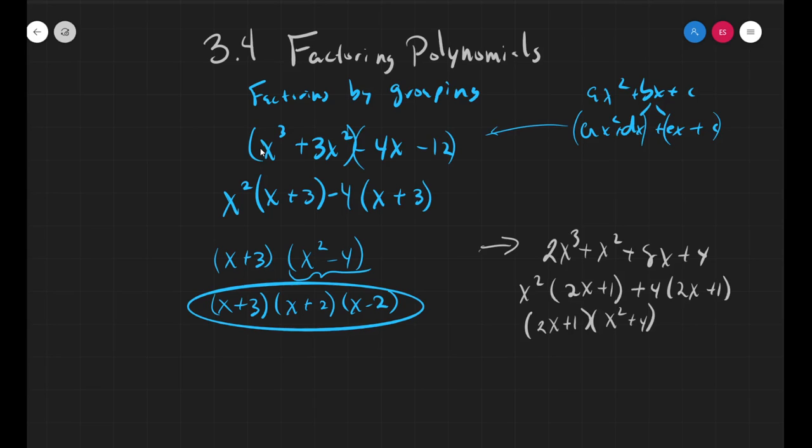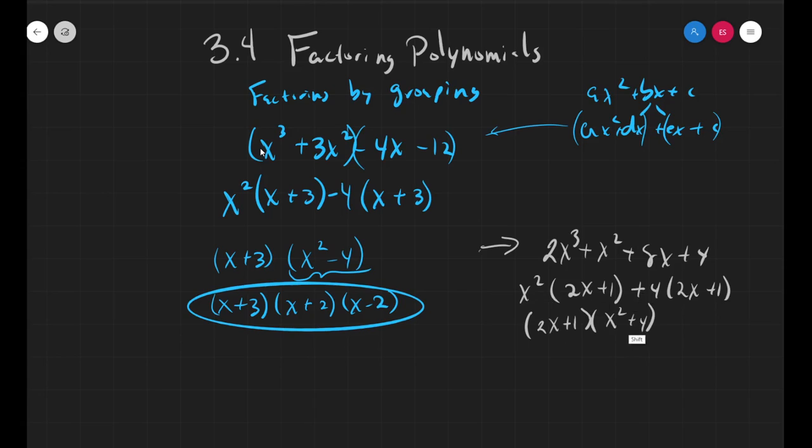All right, welcome back. If we take a look at these first two terms, we'll see that they both have an x squared in common. We factor that out, leaving us with 2x plus 1. Then these second two terms, we see that they have a 4 in common. We factor that 4 out, leaving us with 2x plus 1. Since this parentheses is the exact same as this parentheses, we can then factor this out from both of these two terms and get 2x plus 1 times the stuff that's left over, so x squared plus 4.